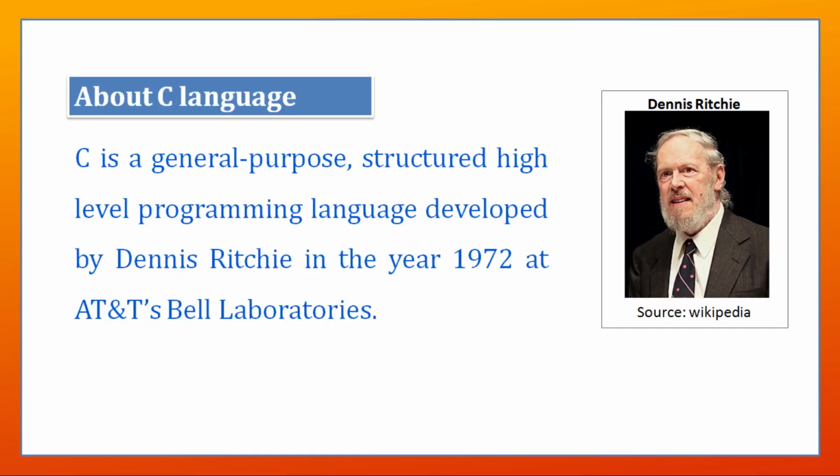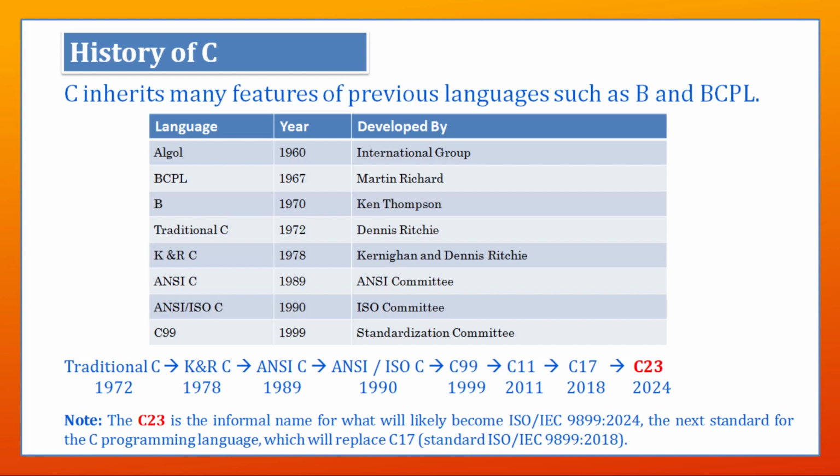C is a general purpose, structured high-level programming language developed by Dennis Ritchie in the year 1972 at AT&T's Bell Laboratories. History of C language. C inherits many features of previous languages such as B and BCPL.